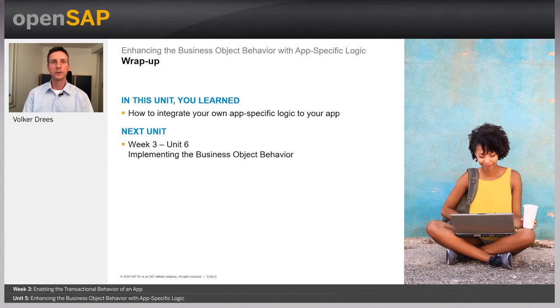We are now at the end of this unit. Let me do a short recap. In this unit, you have learned how to enhance the business object behavior definition and how to project the relevant enhancements in the behavior projection. Further information for this unit is available in the appendix of this presentation.